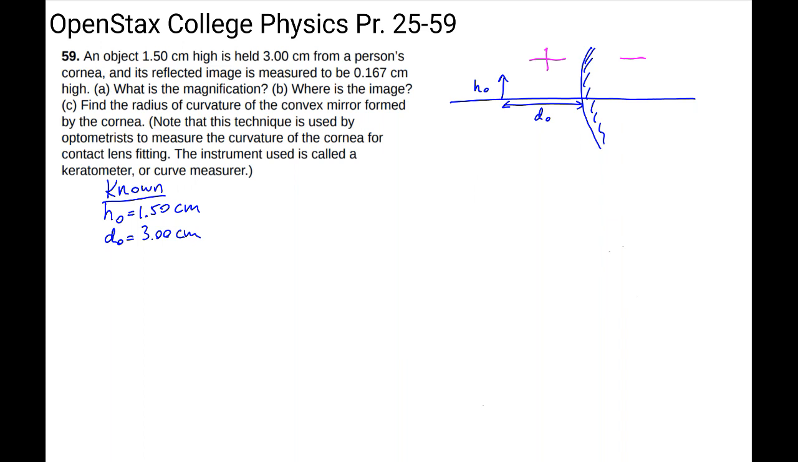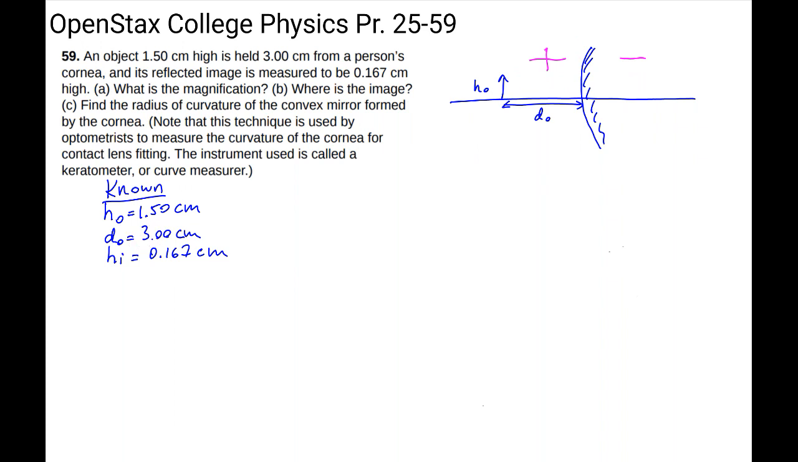All right, let's continue with the knowns. So we know that its reflected image is measured to be 0.167 centimeters high. So the image height is 0.167 centimeters. Now some problems just give you these values as positive quantities, and you have to actually draw your picture to see whether those values are indeed positive if they go on this side, or if they're negative and go on the other side. So we established that HO and DO really are positive because they are on the shiny side of the mirror. But what is HI, positive or negative?